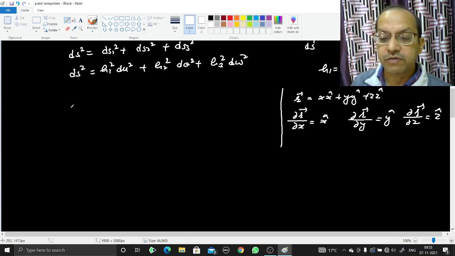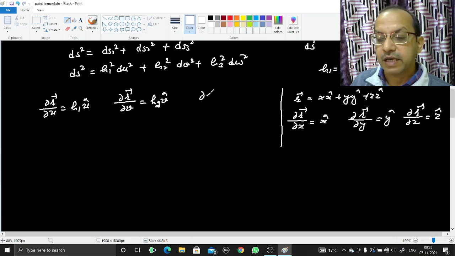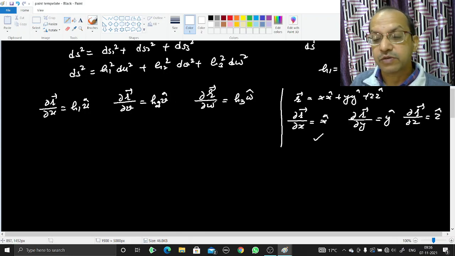Similarly, in the generalized form, del r over del u is u cap multiplied by scale factor h1, del r over del v equal to v cap multiplied by scale factor h2, and del r over del w equal to w cap multiplied by scale factor h3. In the Cartesian system, h1, h2, h3 are 1. So we will arrive at these equations: del r over del x is x cap, y cap, and z cap.